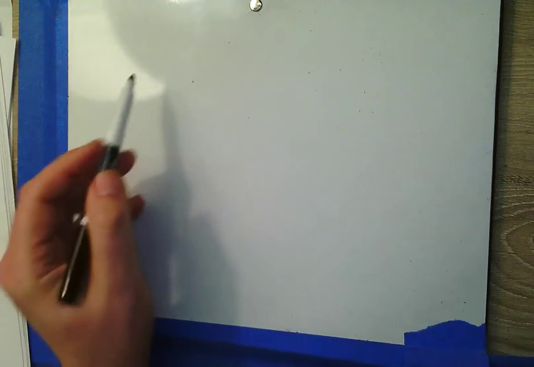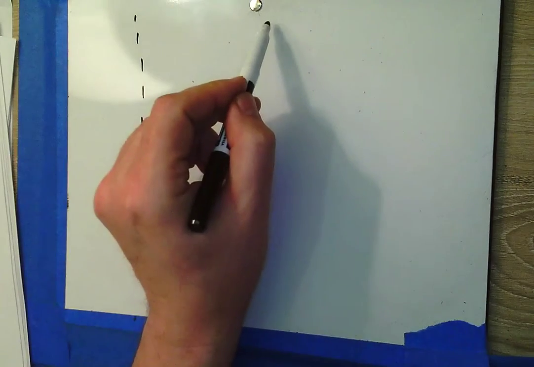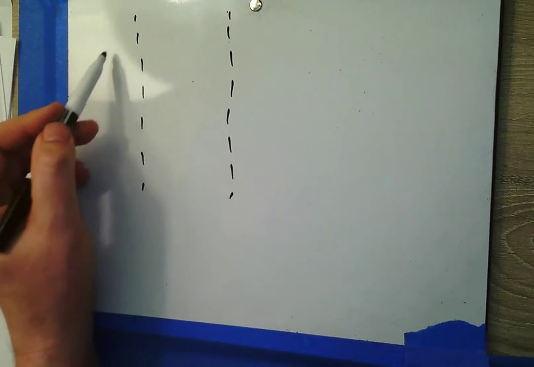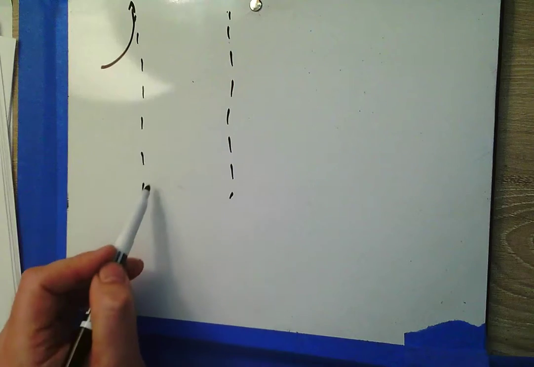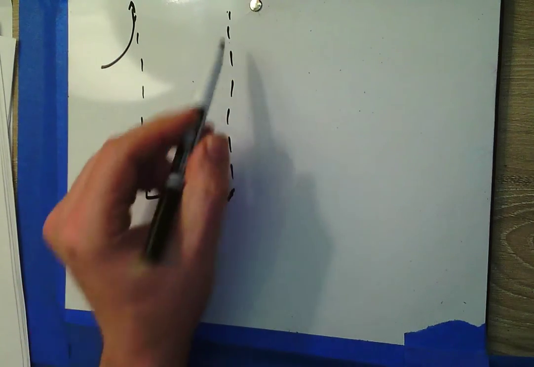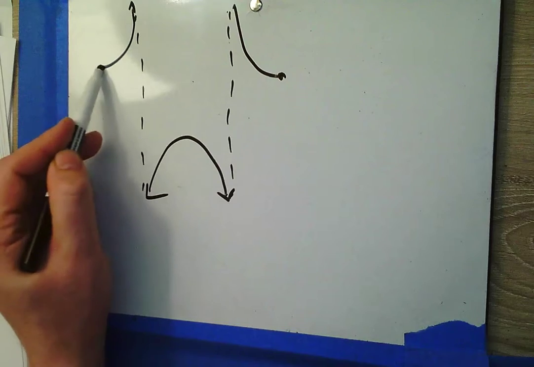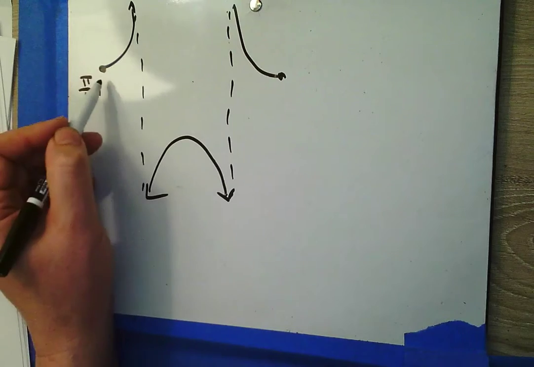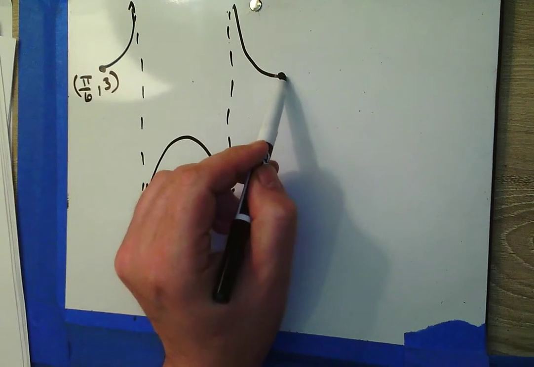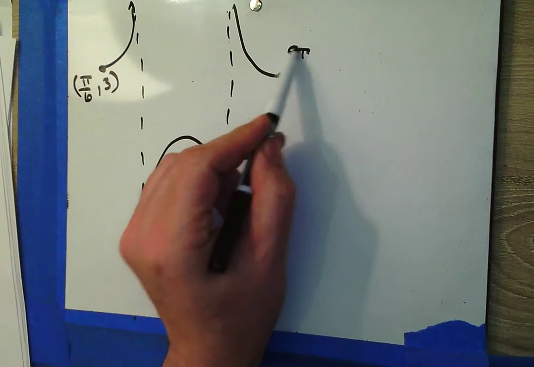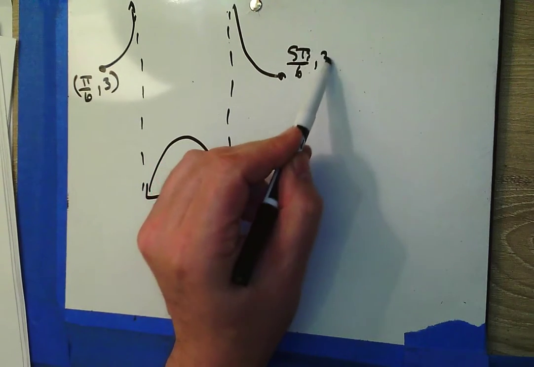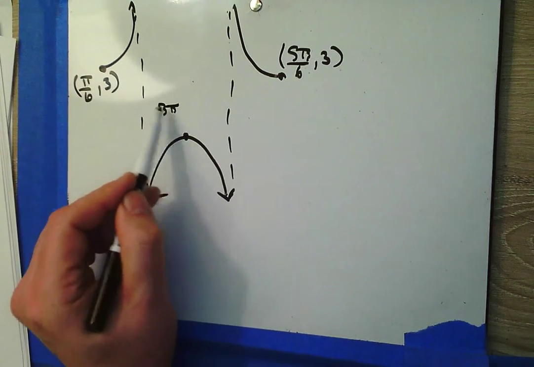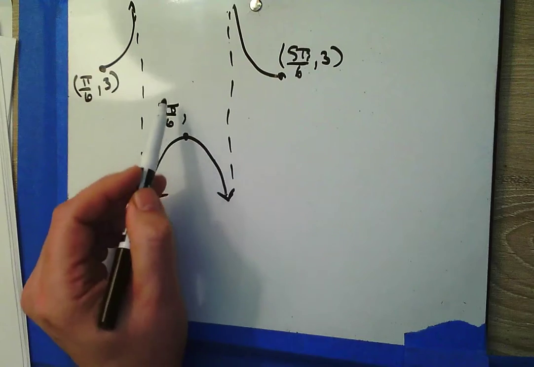Next, how about this one? I've got a point here, here, and here. Okay, so this point is pi over 6 comma 3, and this point over here is 5 pi over 6, 3, and this point down here is 3 pi over 6, negative 11.